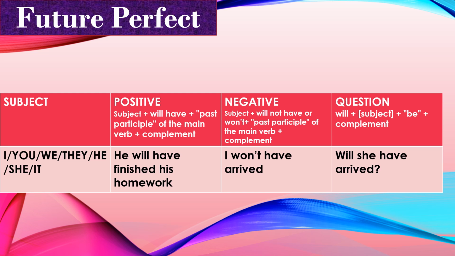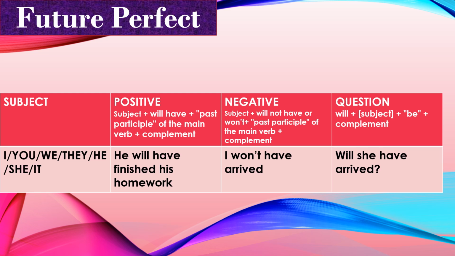Finally, we have future perfect. How to form future perfect? For the positive form, we must use subject plus will have plus past participle of the main verb plus complement. For example, he will have finished his homework.